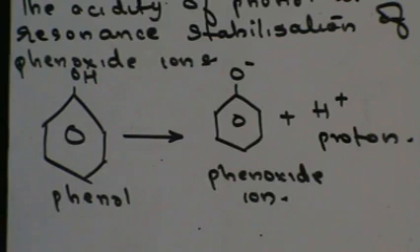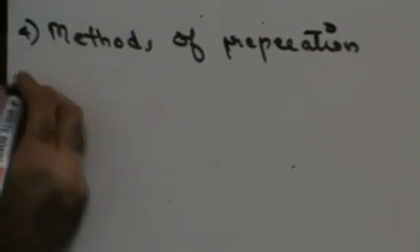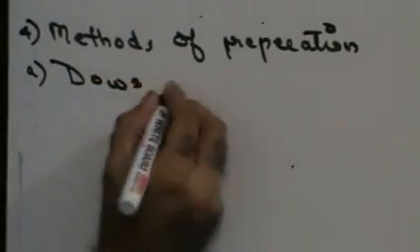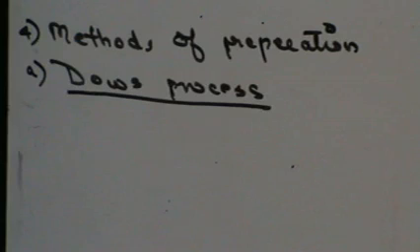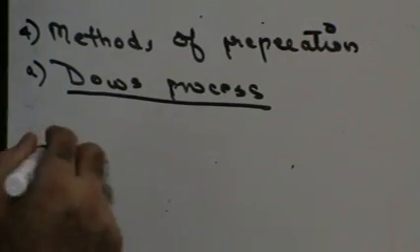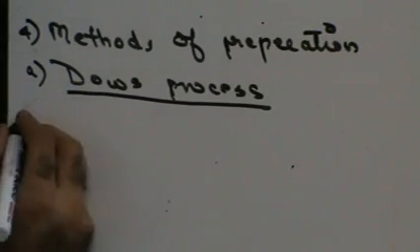Next, let's see methods of preparation. First method is called Dow's process. Now what is Dow's process? Chlorobenzene is heated with 6 to 8% aqueous solution of sodium hydroxide, right? At 623 Kelvin under 300 atmospheres, right?